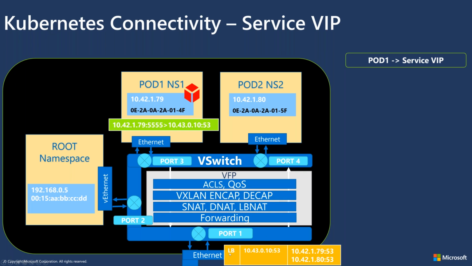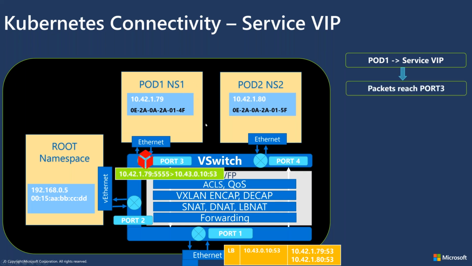In this case, there is an LB programmed in the VFP that says if the destination is this VIP, select one of these DIPs. Currently the selection algorithm is based on the five-tuple: the source IP, destination IP, source port, destination port, and the protocol. We hash it, and based on that, we select a DIP. Now let's take a look at the packet flow. Pod 1 is trying to reach a service VIP, 10.43.0.10:53.